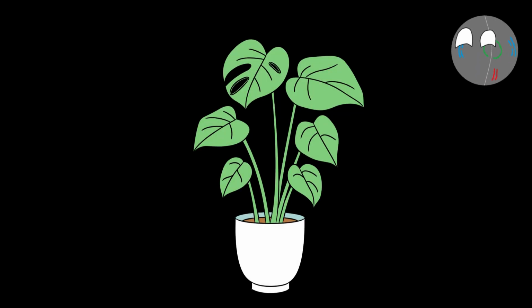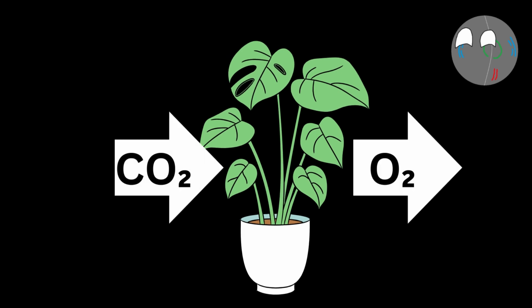Plants, the mostly green, non-moving living beings that convert carbon dioxide into oxygen. So, how the hell do they get food?